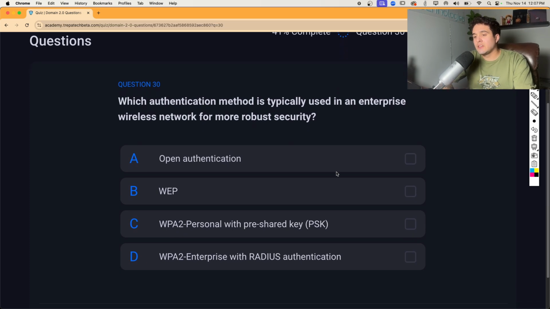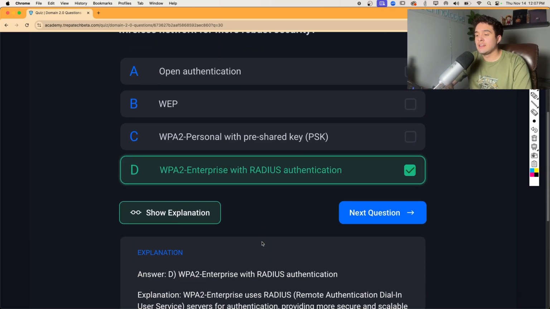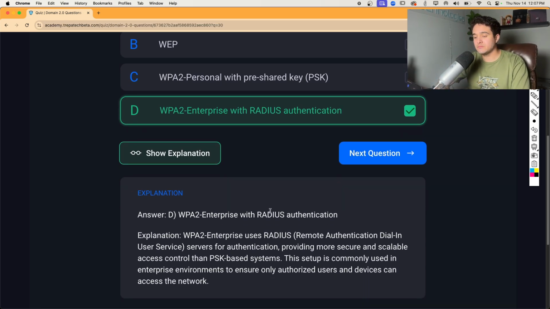Question 30. Which authentication method is typically used in an enterprise wireless network for more robust security? That's going to be our enterprise authentication, where we have a AAA or RADIUS server that's managing usernames and passwords that are granting access, giving authorization, and things like that. Go ahead and pause the video if you'd like to read the explanation.